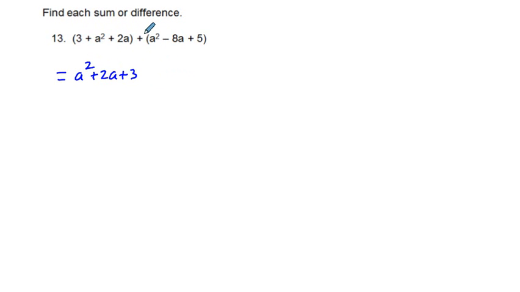And the next one we have here is distributing the plus sign. We have plus a squared minus 8a plus 5. And now combining the like terms, we get a squared plus a squared, which is 2a squared. We get 2a minus 8a, which is minus 6a. And then just check these off as we go. And finally, 3 plus 5 is going to be plus 8.